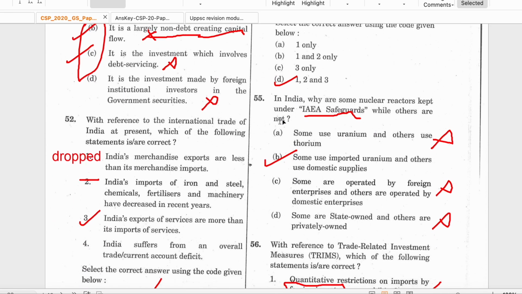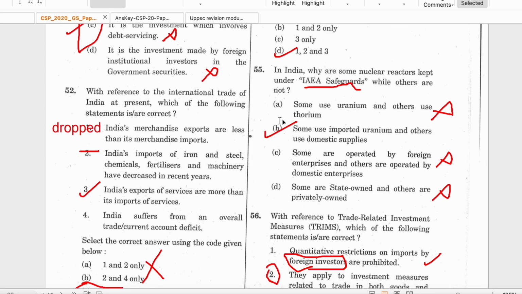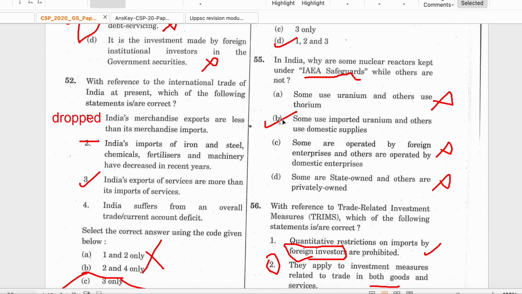This is based on knowledge of economy. Now question number 55, here there is a logic. In India, why are some nuclear reactors kept under IAEA safeguards while others are not? Some use uranium, others use thorium. It doesn't matter, no? They are using uranium or thorium. Some use imported uranium, others use domestic supplies. Can be a possible answer.